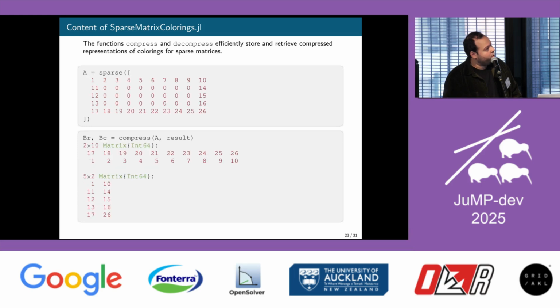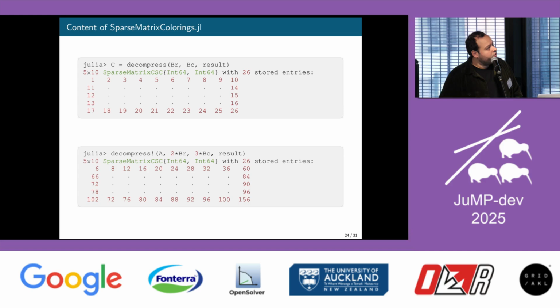And also when we want, for example, inside an inner loop of an optimization solver, to do new AD passes to compute the new non-zeros of a sparse Hessian and sparse Jacobian, we can then update it.